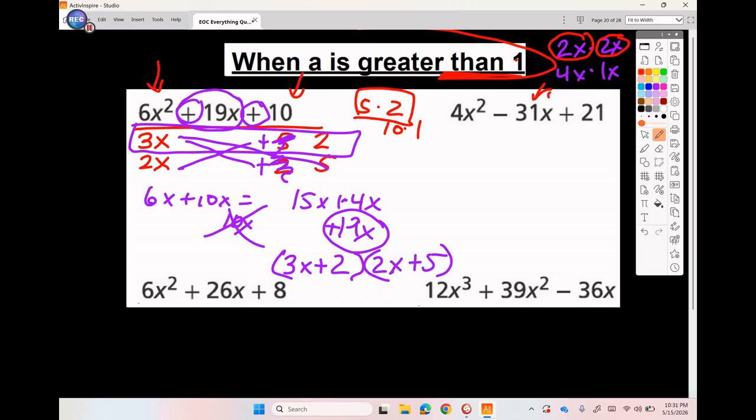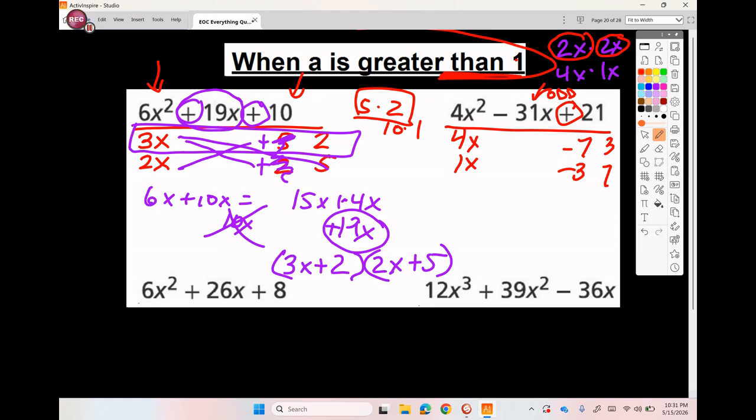So if you see this number as an odd number, don't use 2 and 2. It has to be 4 and 1. So 4x times 1x. 21 is 7 times 3 or 3 times 7. Now we know the signs have to be the same as the middle because the last number is positive. And now let's cross multiply.